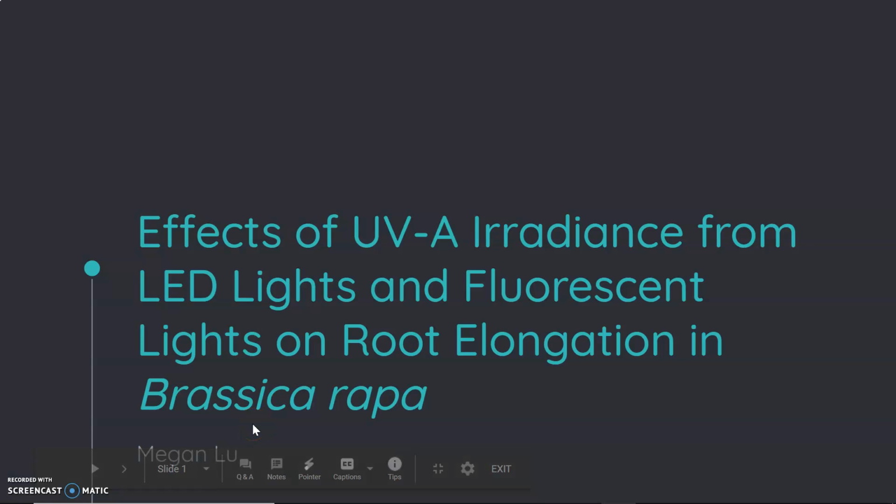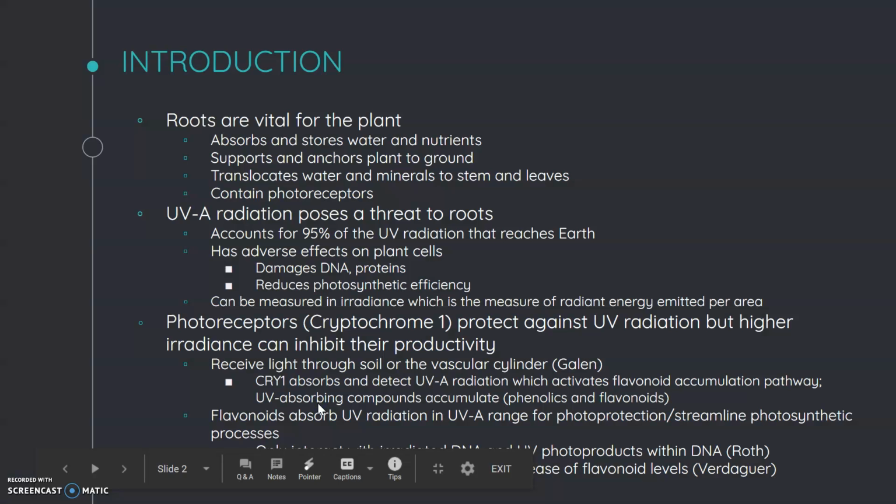Hello, my name is Megan, and this is my research project called Effects of UV-A Irradiance from LED Lights and Fluorescent Lights on Root Elongation in Brassica rapa. So this is my introduction.